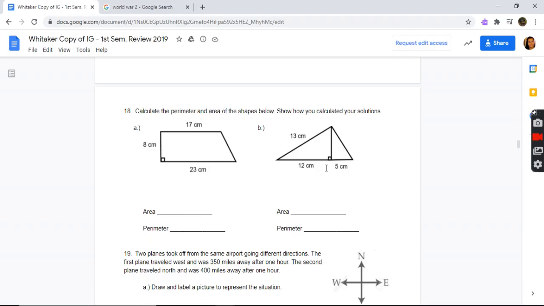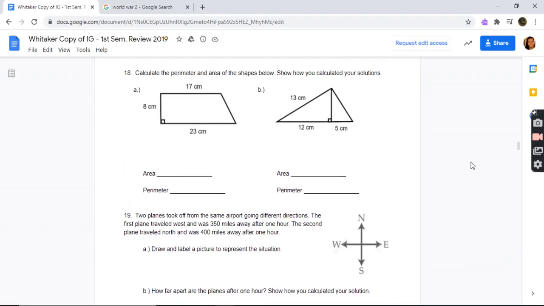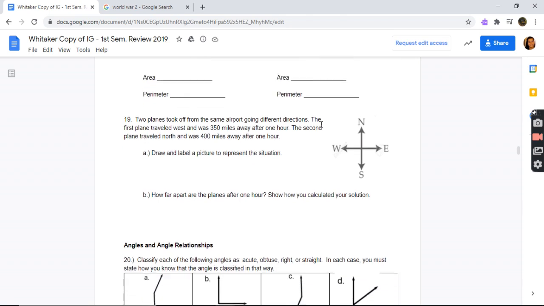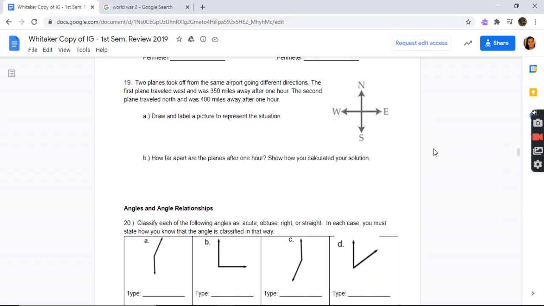Calculate the perimeter and area of the shapes below. Show how you calculated your solutions. 17 cm, 8 cm, and 23 cm. This is the area, and this is the perimeter. A 13 cm, 12 cm, and 5 cm triangle. Except this triangle looks so different. What do you think it is? What kind of triangle is it?